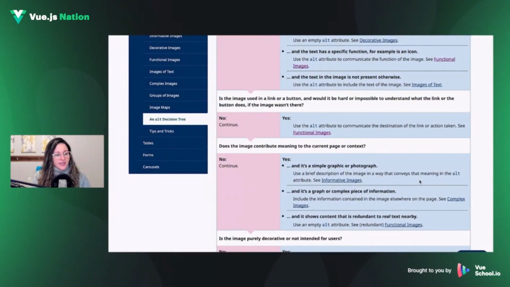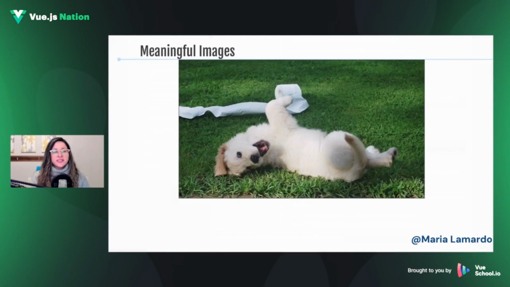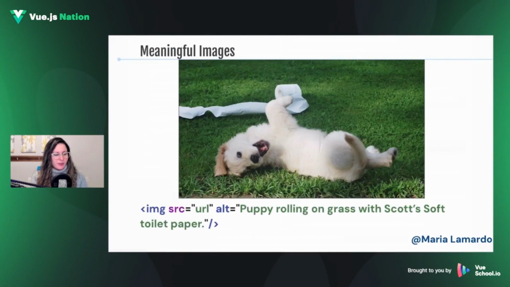So going back to the presentation, here is an image, which is kind of like a puppy rolling on the ground next to toilet paper. Now I've given this first image an alt text that says puppy rolling on the grass with Scott's super soft toilet paper, which might be great if my purpose of adding this image is to really highlight the toilet paper and making it fun, right?